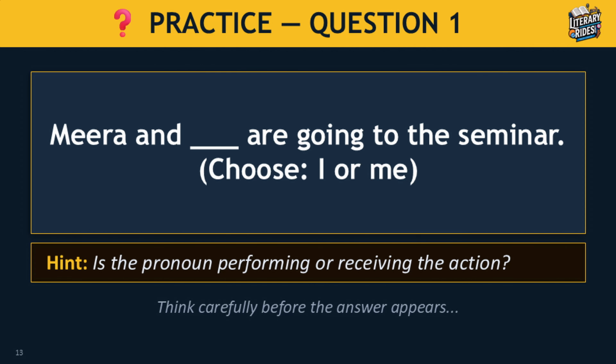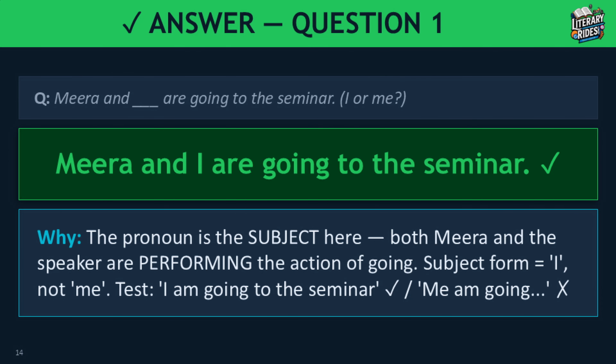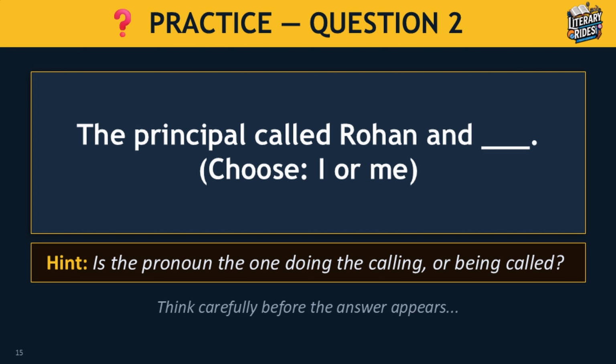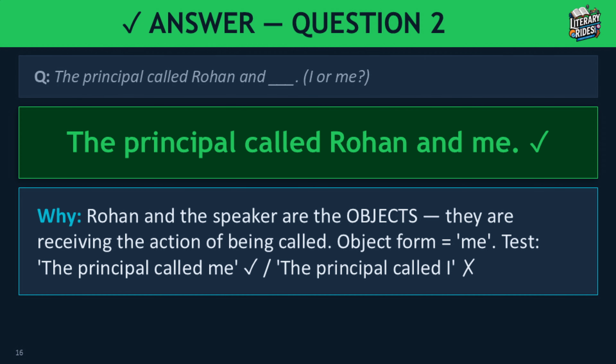Let's apply what we have learned. Choose the correct pronoun. Question number 1. Meera and blank are going to the seminar. I or me? Pause. Answer is I. Meera and I are going. Both are subjects performing the action. Question number 2. The principal called Rohan and blank. I or me? Pause. Answer is me. Rohan and me are both objects. They are receiving the action of being called.